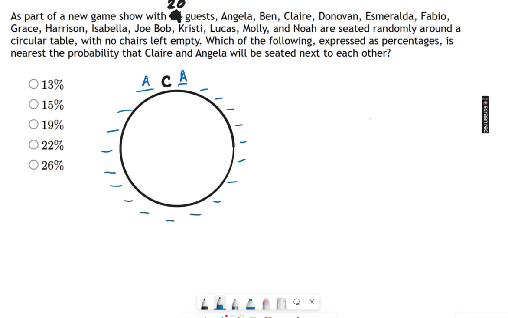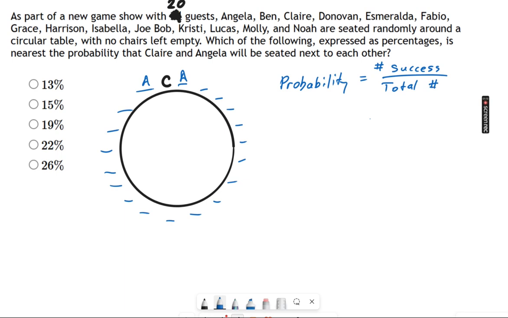So you just say, probability, this is one of my favorite equations for probabilities. Probability equals the number of successes divided by the total number.